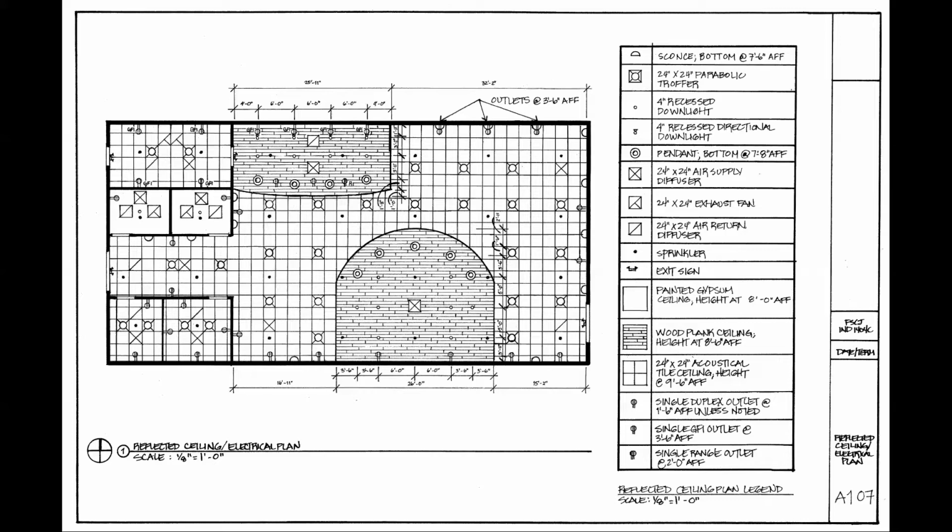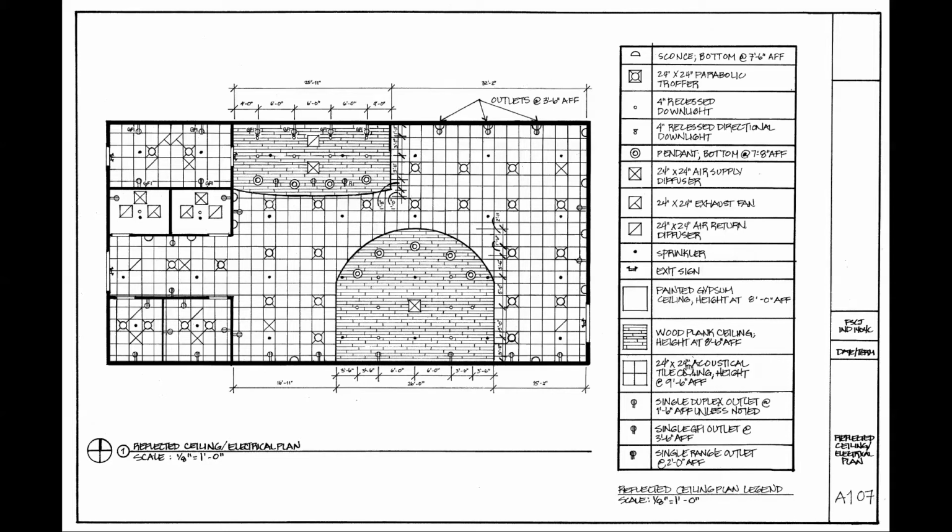The first is that the ceiling itself is made of this texture here, which is ACT, or acoustical ceiling tile. And that's what you're seeing on the legend over here. It's 24 by 24 acoustical tile ceiling, and the height is at 9 feet 6 inches AFF. AFF stands for above the finished floor. So if you measured how high the ceiling was in just the area where you see these squares, the ceiling will be 9 feet 6 inches.